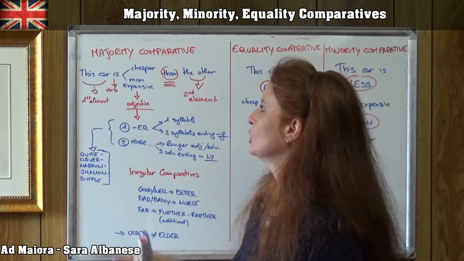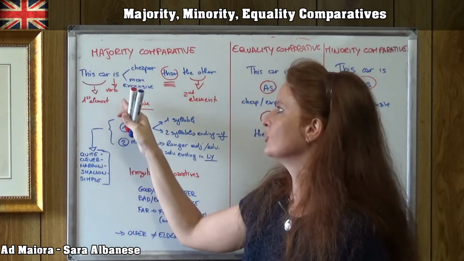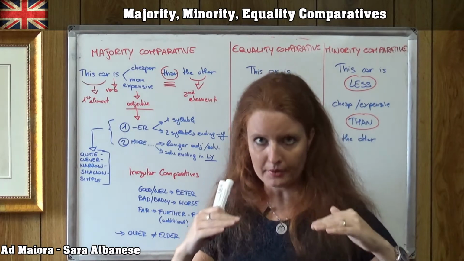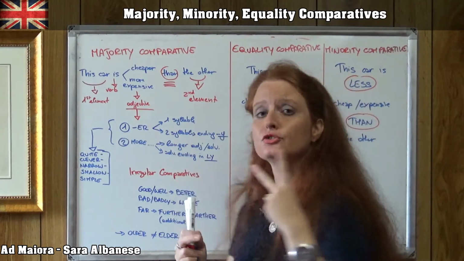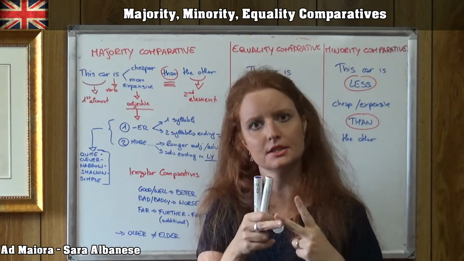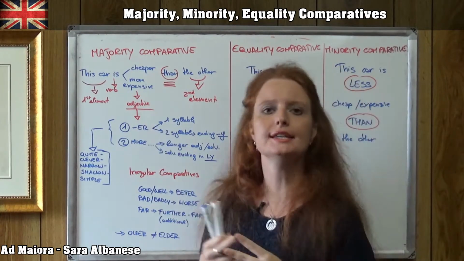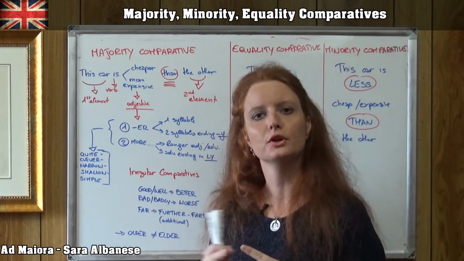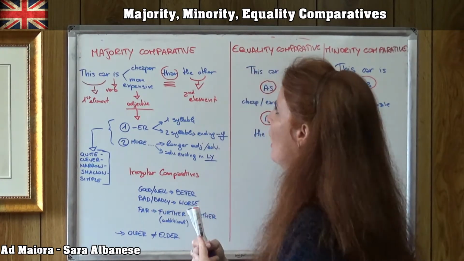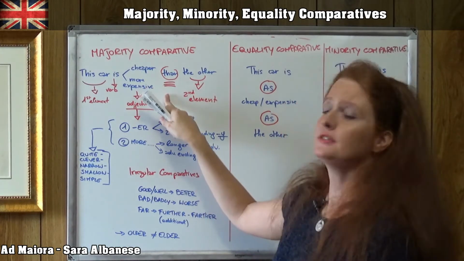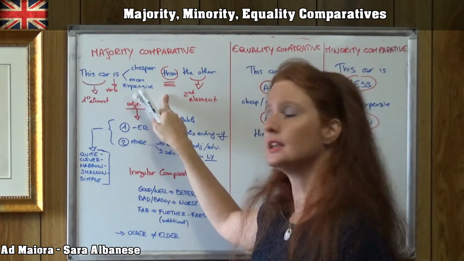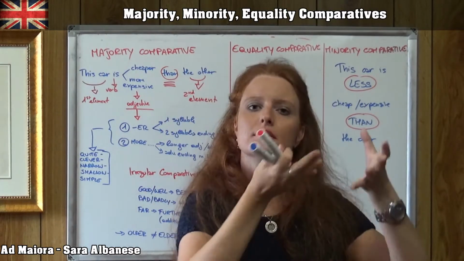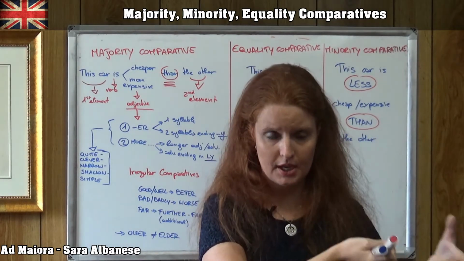So first of all, car, the first element, then the verb, then I've got the adjective, the comparative grade level, and I've got two different possibilities, two different ways of creating a comparative form. Now, we are going to see why and how. Then I've got this than. Than is the very important word that introduces the second element of the comparison.